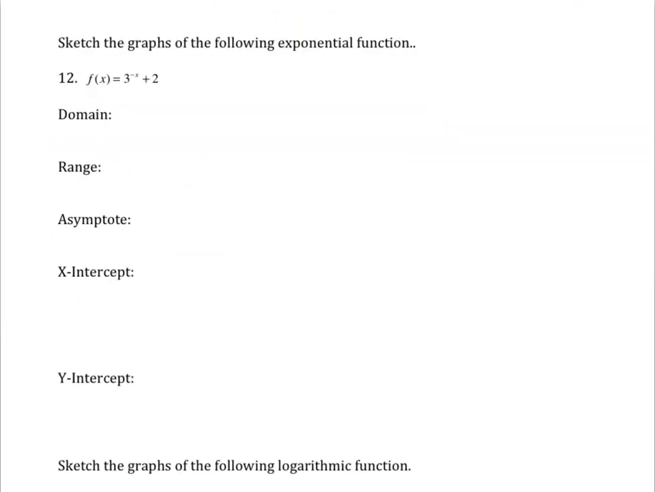For number 12, we want to graph 3 to the negative x plus 2, which is the same as 1/3 to the x plus 2. Sometimes it would be easier to think about it that way. So when we're considering the domain of this function, we want to think what values are we allowed to plug in for x, and we could actually plug in any value that we want. So our domain will be from negative infinity to infinity.